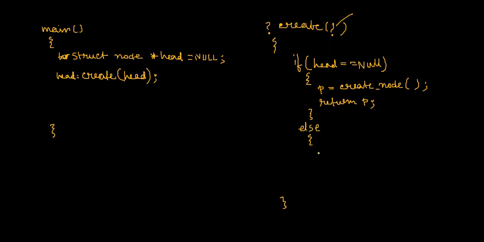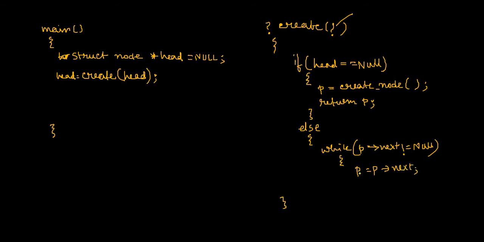In a similar way, you have to go till the last node, right? So again you can write a loop over here: while p next not equal to null, p equal to p next.